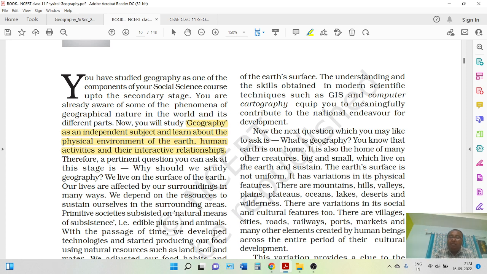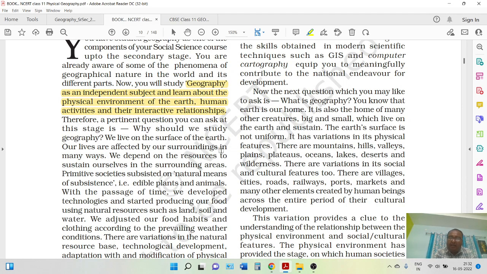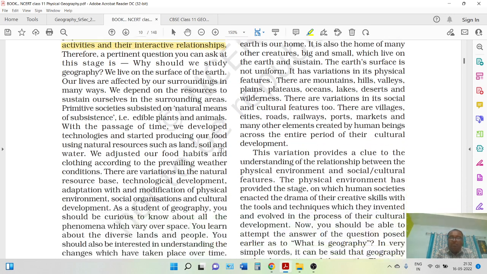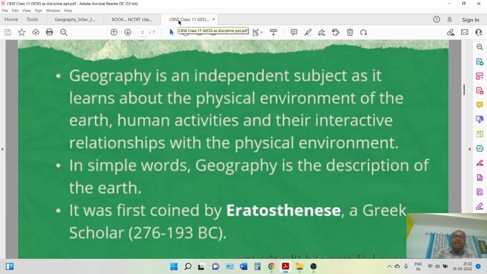So our primary motive is to establish a relationship. Is the relationship very low? Why? What are the reasons? Why is the relationship very high, very good? This kind of analysis we will do in geography in class 11. As I have told you, geography deals with the interrelationship.